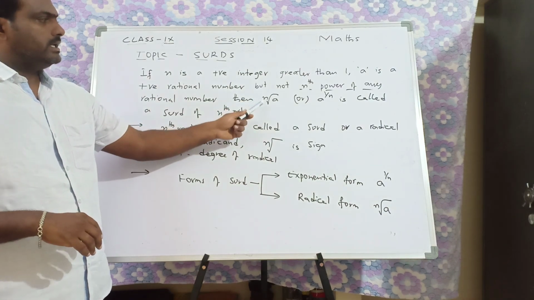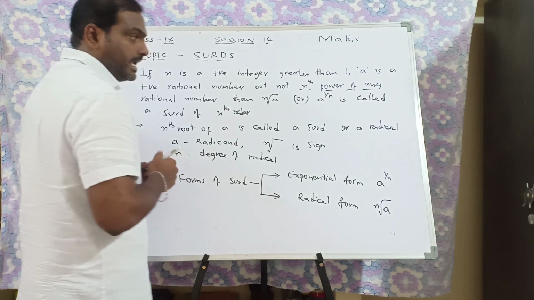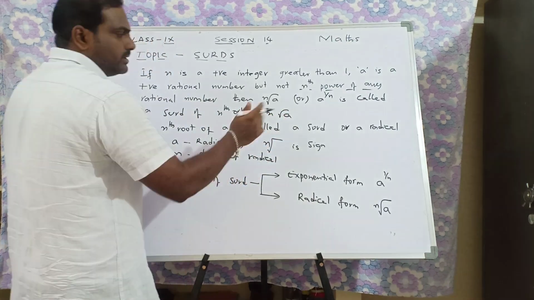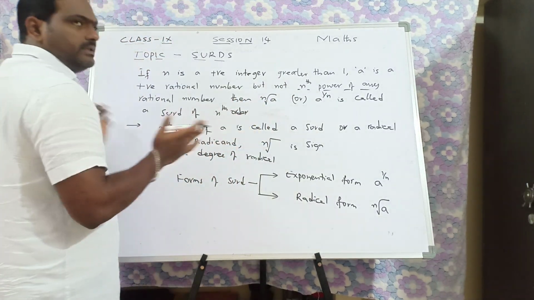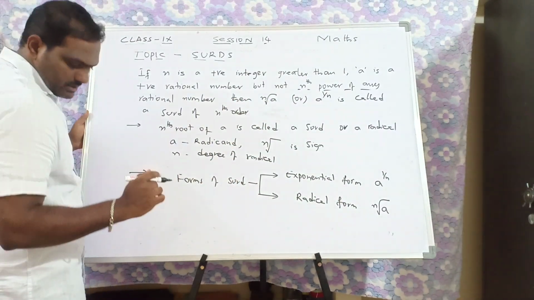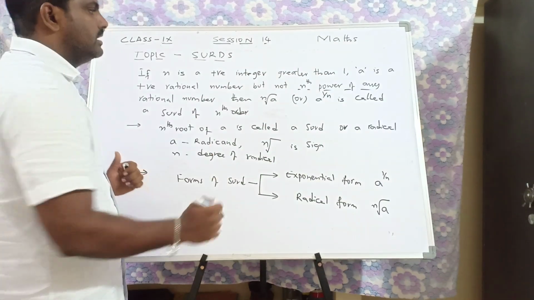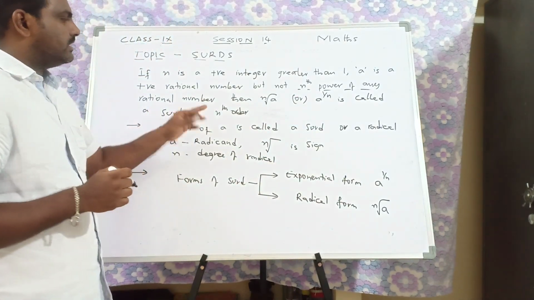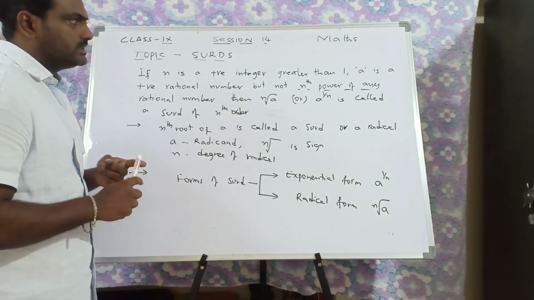Then nth root a. How to read this? Nth root a. Not n root a; n root a is different. N root a means n is multiplying with a. But this is the nth root of a, or a power 1 by n, and it is called a surd of nth order. That is the definition.